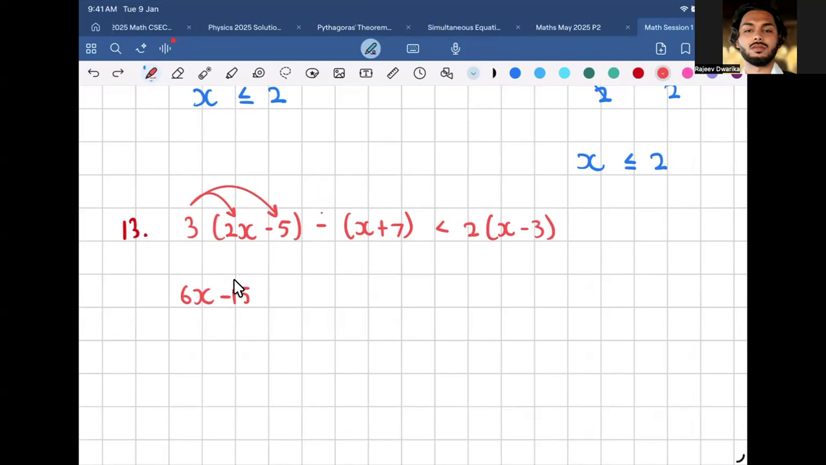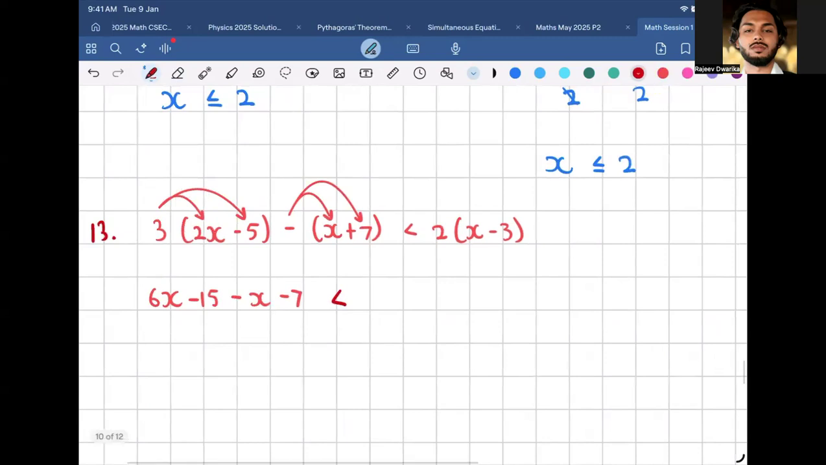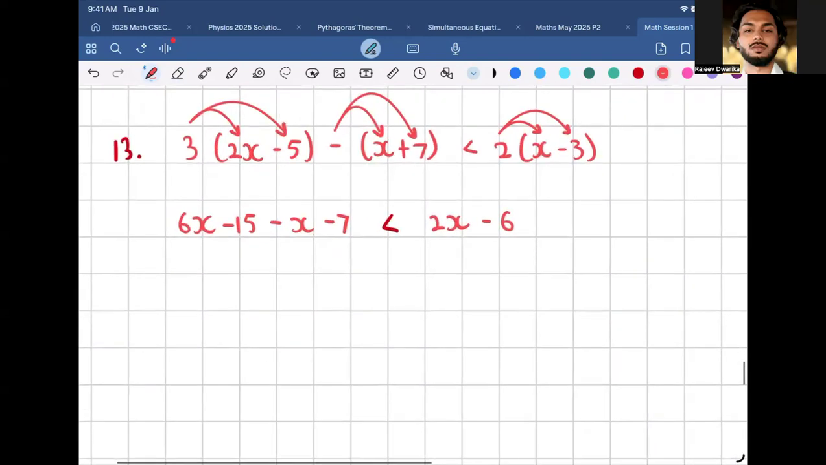So you're going to multiply negative 1 by x, and negative 1 by plus 7. So what's negative 1 by x? Subtract x. Right? What's negative 1 by plus 7? Minus 7. We're going to put back the less than sign, and then we're going to multiply 2 by x, and then 2 by minus 3. 2x subtract 6. Right. All right. Before we do anything, do you want to group together like terms? What do you want to do?